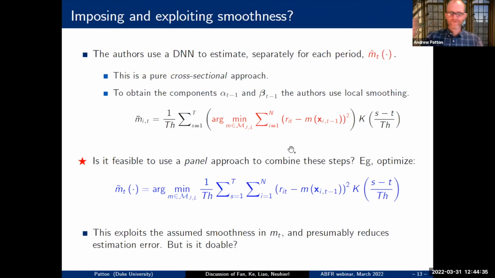So what I wondered was whether it'd be feasible to use a panel approach to combine both of it. For example, to basically take this argmin outside of the outer summation sign and just do it once. So do a kernel smooth across time of the neural net step to get M. So this would impose smoothness on the neural net estimate of the conditional mean function. And that smoothness is already being assumed. So this is coming for free. And usually if you impose an assumption that's correct, you get better results. So in particular, one would imagine less estimation error. Whether it's computationally doable, that I don't know, and I'd be interested to know the answer to.